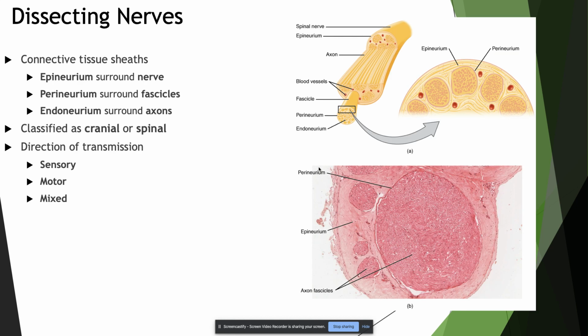So connective tissue sheets are also shown here, where you can see the epineurium, which surrounds each nerve, and the perineurium, which surrounds a vascular bundle of nerves, and the endoneurium, which surrounds the axon itself. So the epi is the outer, and the endo is deep within.